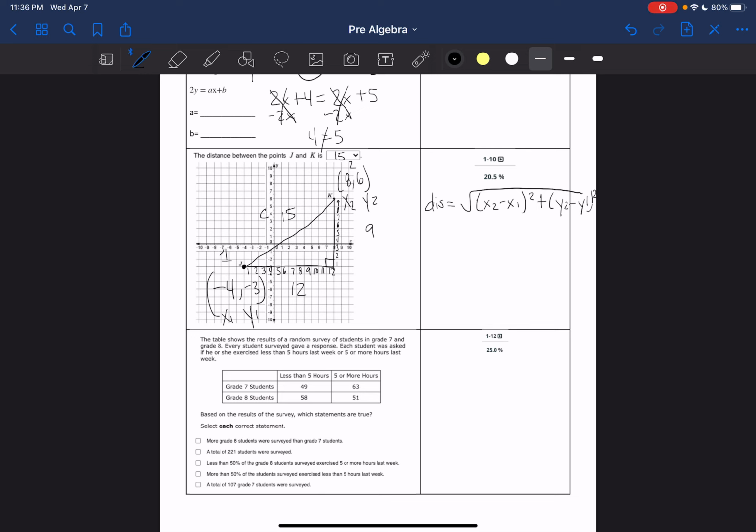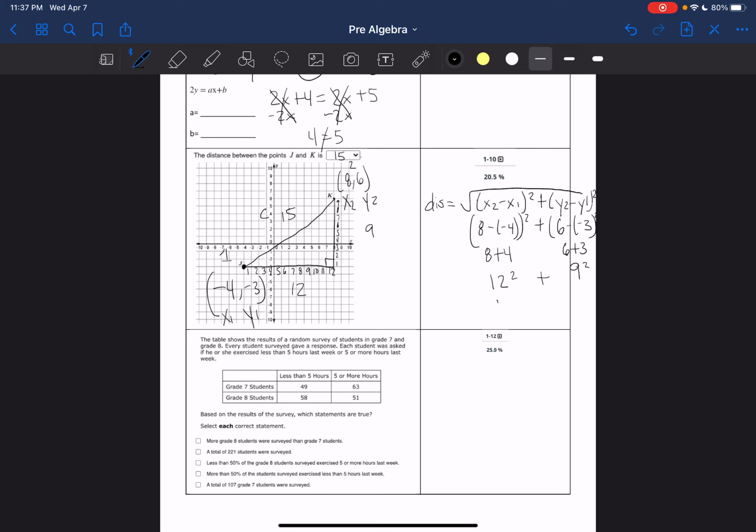x2, which is 8, minus x1, which is -4. I'm going to end up squaring that, plus my y2, which is 6, minus my y1, which is -3. I'm going to end up squaring that as well. Whenever you subtract a negative, that's going to turn into just addition. So I end up with 12 and 9, just like I had before.